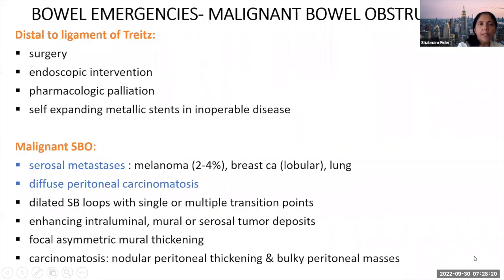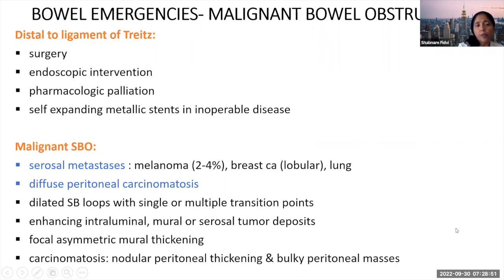Moving on more distally within the bowel, obstructions distal to the ligament of Treitz can be treated with a variety of options. These include surgery, endoscopic intervention, pharmacologic palliation, or in patients with inoperable disease, self-expanding metallic stents. I'm going to show you examples of both malignant small bowel obstruction and malignant large bowel obstruction. First, to discuss small bowel obstruction.